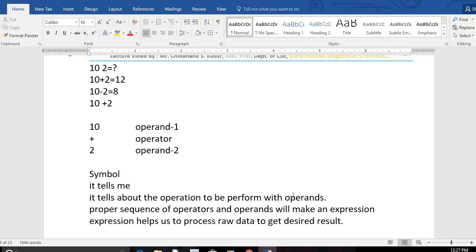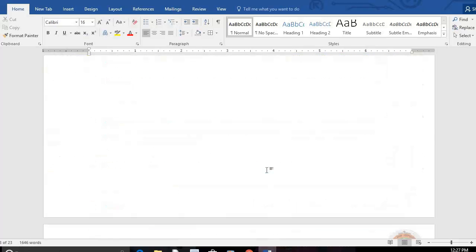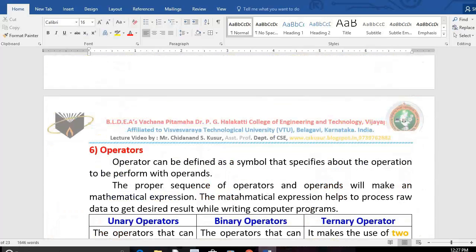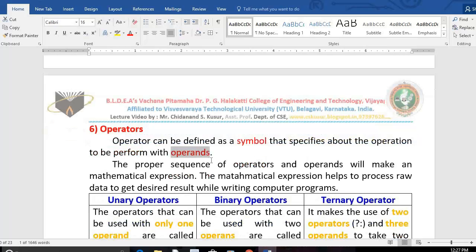Yeah, it is true. Then what is an operator? Operator can be defined as a symbol that specifies the operation to be performed with operands. This is what we call an operator. The proper sequence of operators and operands will make a mathematical expression. The mathematical expression helps to process raw data to get desired results while writing computer programs.